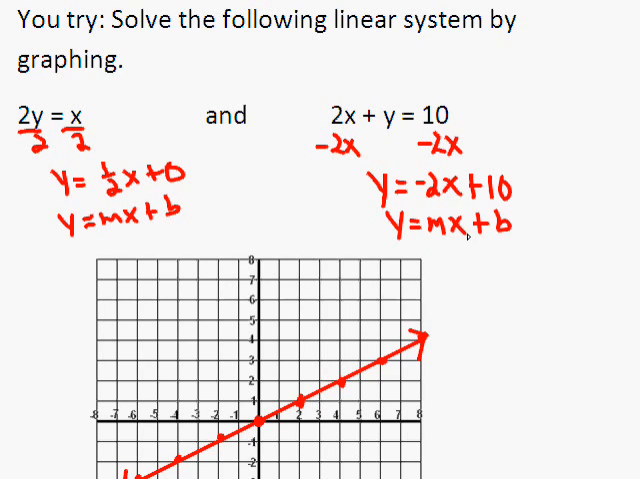For the second equation, we got 10, so 8, 9, 10 as our y-intercept, and our slope was -2, so down 2 to the right 1. And so on. When we connect the dots for our second equation, we can see pretty immediately what our solution is going to be. Our solution in this case should be (4, 2).